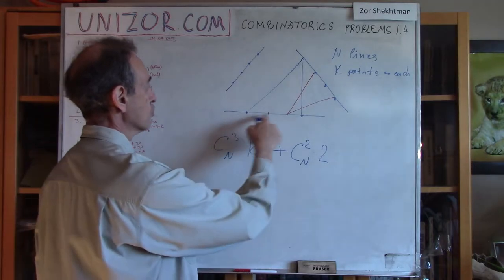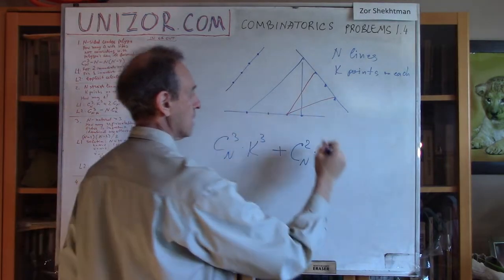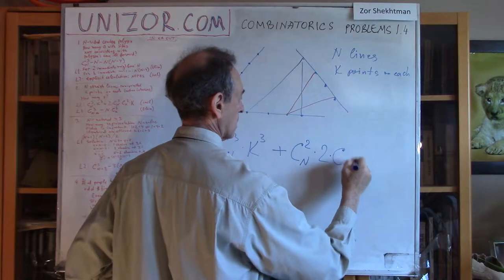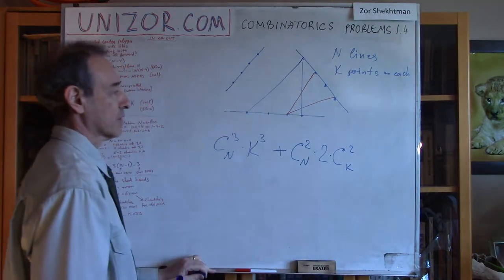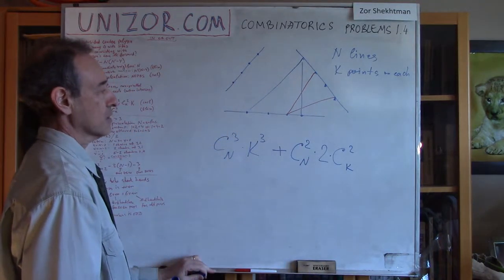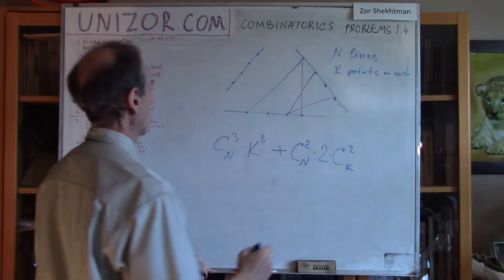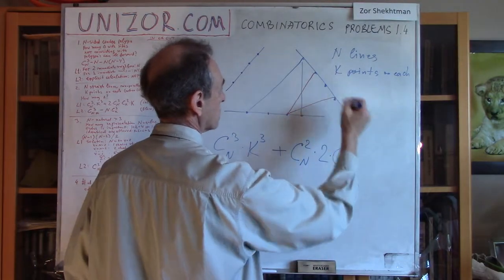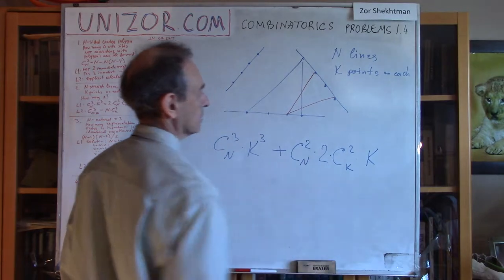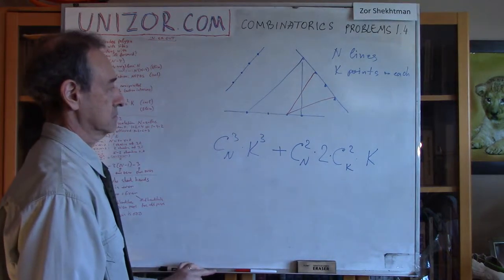Well, I have to choose 2 points here out of k, which is this number of combinations of 2 points out of k. And I have to multiply by the number of combinations of 1 point out of k, which is k. And that's the answer.